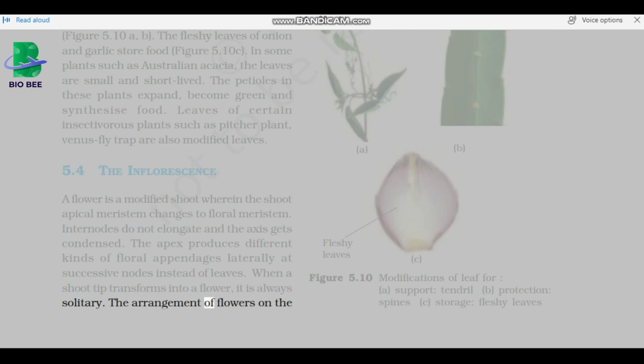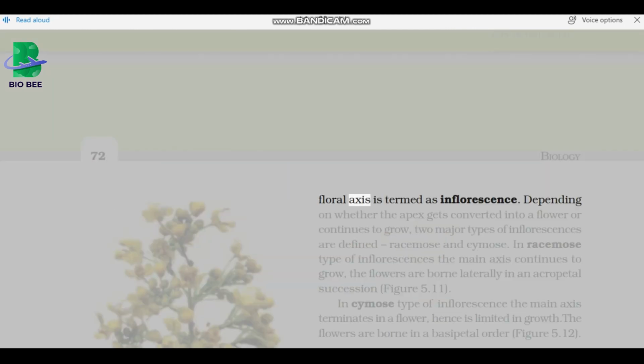Figure 5.10: Modifications of leaf for A. Support, tendril, B. Protection, spines, C. Storage, fleshy leaves. The arrangement of flowers on the floral axis is termed as inflorescence.